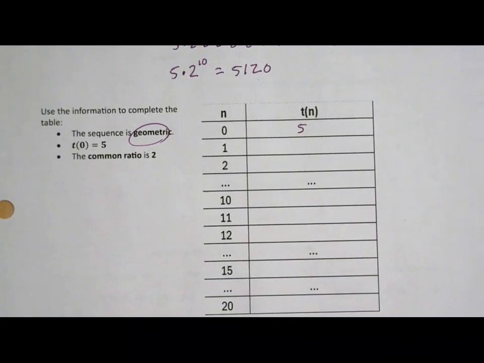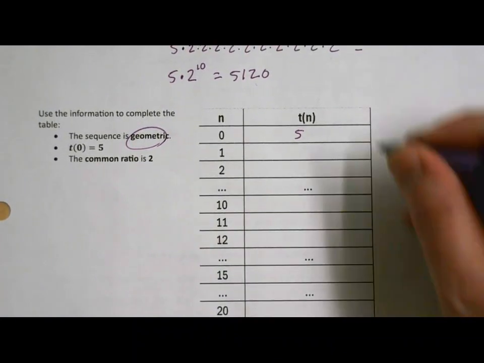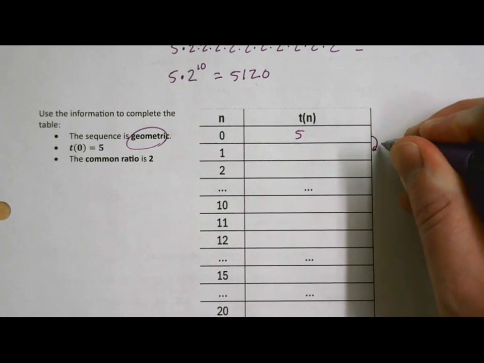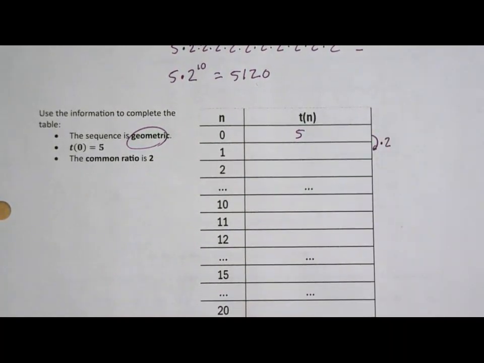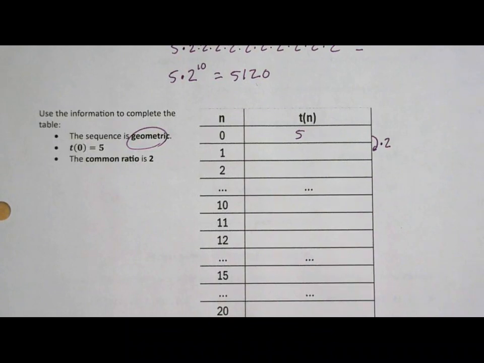And the common ratio is 2. What does that tell us? That tells us how we get to the next term. We're going to multiply by 2. So at the beginning, we're going to be able to do this in our head, but these numbers are going to get pretty huge pretty quickly.